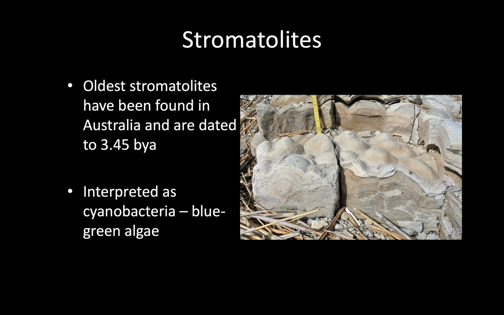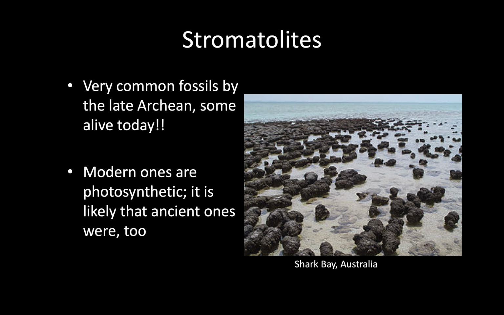So the oldest stromatolites have been found in Australia, and they're dated to about 3.5 billion years ago. So this is what they look like. You can see all the little layers right in there. And they're interpreted as a type of green algae, cyanobacteria. And we already saw a picture of that cyanobacteria last class. It was those little circular blobs. All right, but that's what it looks like in its full form. So these are pretty common Archean fossils, and there's some alive today.